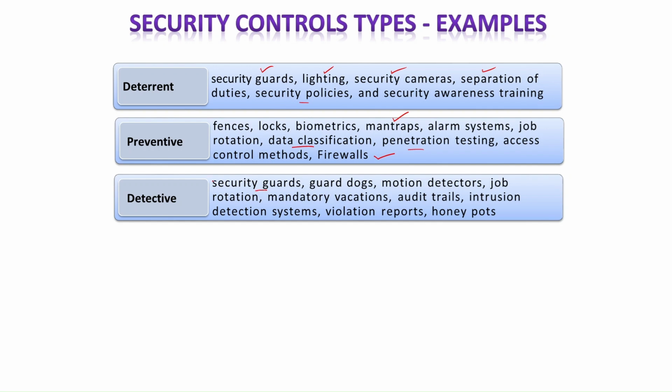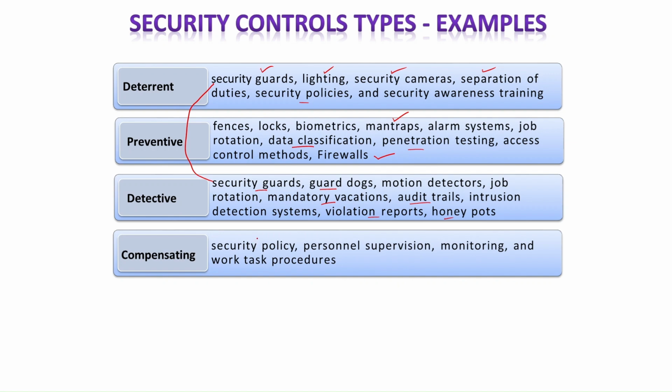As we can see, a single control can be included in multiple control types. A security guard is a deterrent as well as a detective. A security guard can detect an intrusion, while a potential intruder, when seeing a security guard, will be deterred from entering the facility. Similarly, guard dogs can be both detective as well as deterrent. Motion detector, job rotation, mandatory vacation, audit trails, intrusion detection system, violation reports, and honey pots.